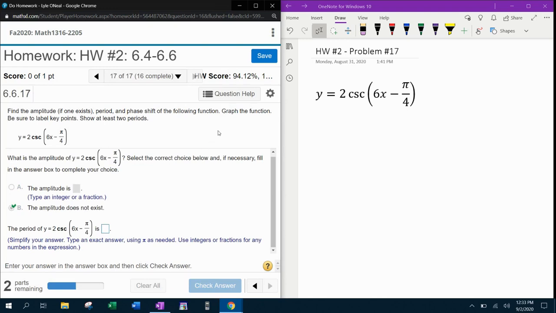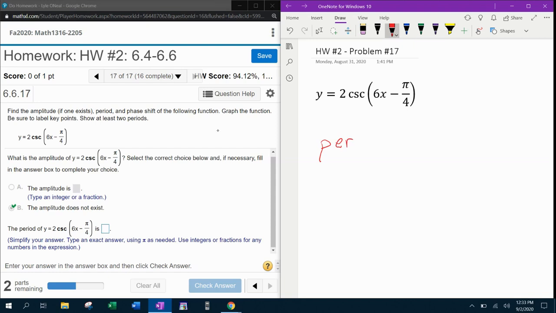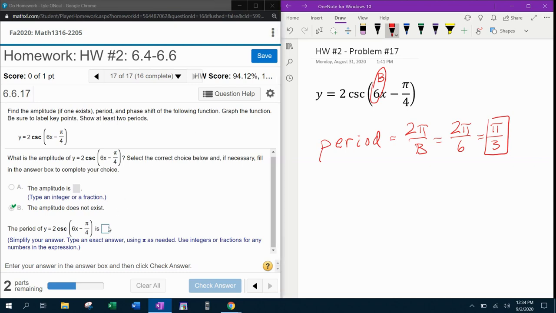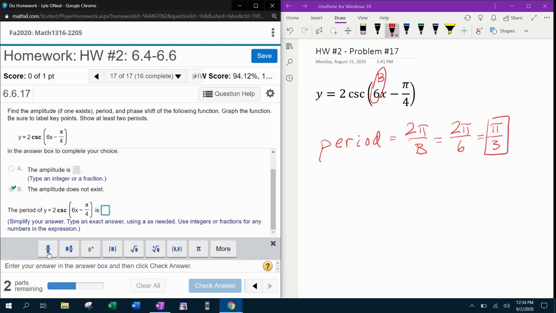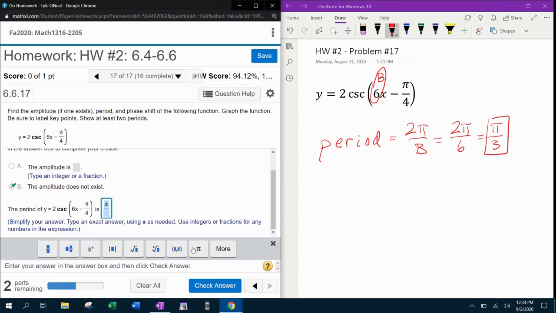Next, they want us to find the period. So for a sine, cosine, secant, or cosecant, for any of those four, the period formula is 2 pi over b. B is the coefficient of x. So this is going to be 2 pi over 6, which will reduce to pi over 3. And so that's going to be our period for this function, pi over 3.